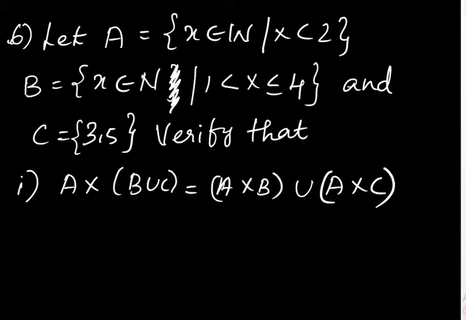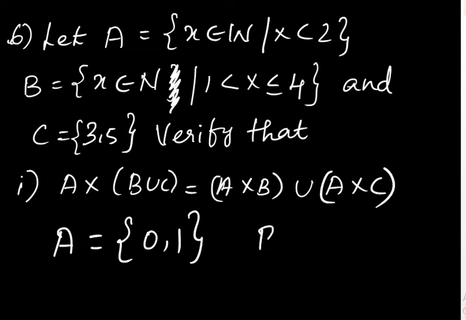So here the A value is not given directly, but they have given that it belongs to whole numbers. The whole numbers start from 0 and they are saying the value should be less than 2. So what will be the value of A? It is the set of 0 comma 1. So 0 comma 1, it's a whole number and it is less than 2.